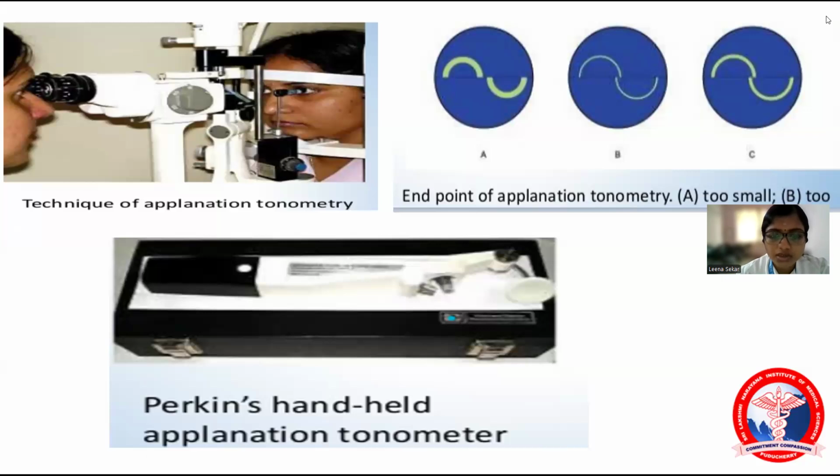Below one is Perkins handheld applanation tonometry. Here also we get the similar picture as Goldmann. It is mostly used for children, uncooperative patients, and psychiatric patients.